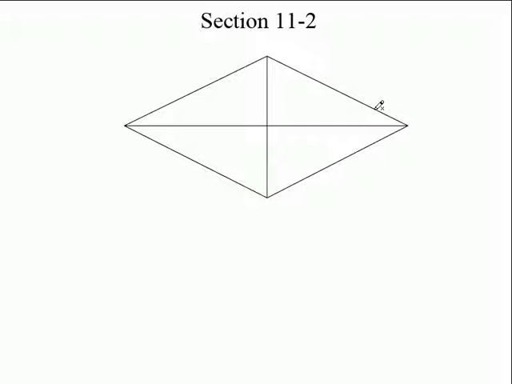So it has the same exact formula, doesn't it? Let's see what they say. They said that one diagonal of a rhombus is twice as long as the other diagonal.